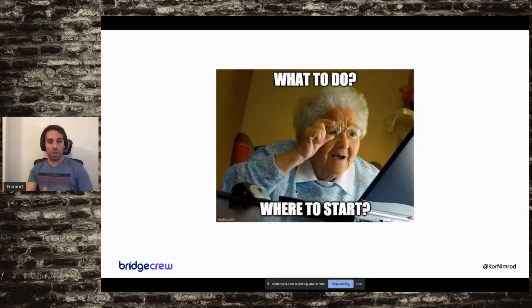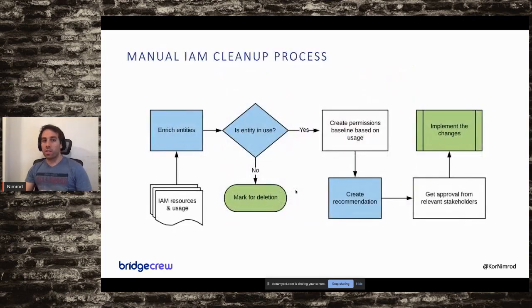Okay, so we found a bunch of problems. We found a bunch of things that we need to take care of. How can we solve it? So here is a simple manual cleanup process that can help you resolve all these problems. The first phase would be to get all the configurations, get all the usage, and enrich the entities so you know who has access to what, and also who uses what. Then the first question is very easy, whether the entity is in use or not.